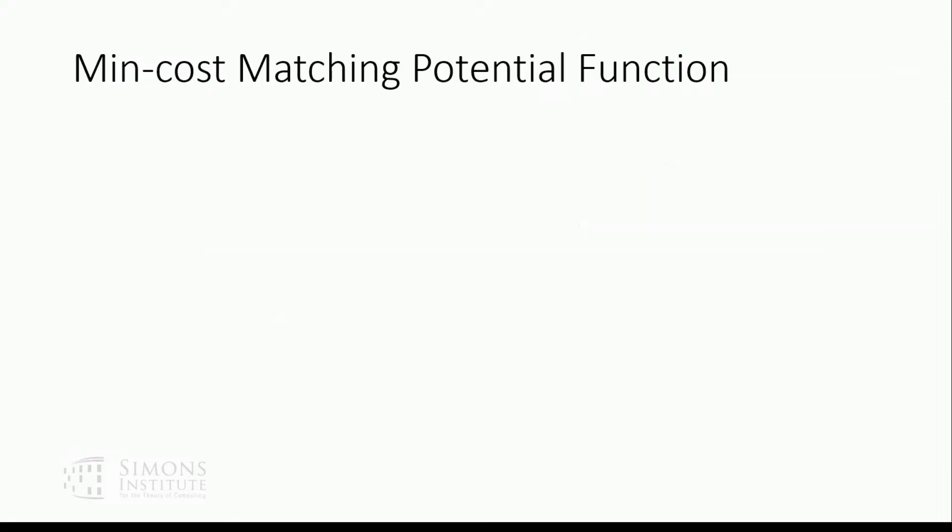So how are we going to argue this? We're going to use a potential function based on min cost matching. So let's have some definitions. I'm going to set the cost of an edge to be basically log of the capacity plus an n squared to keep everything positive.